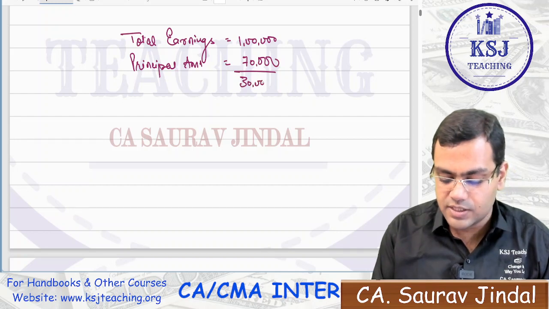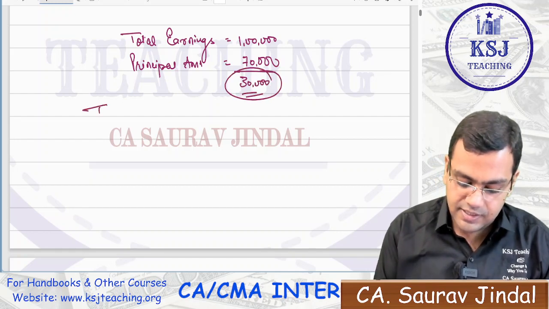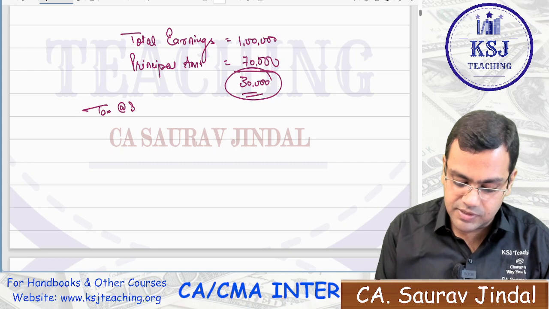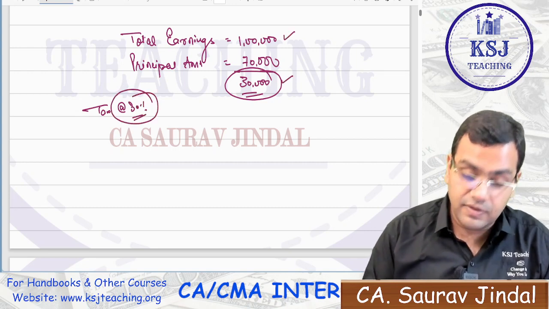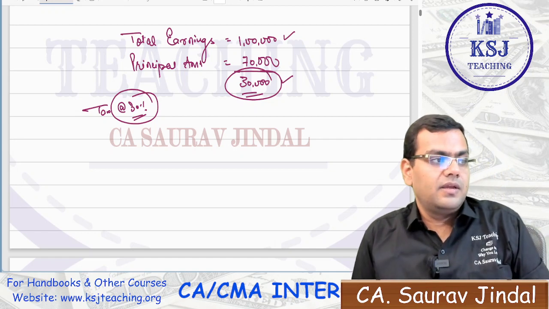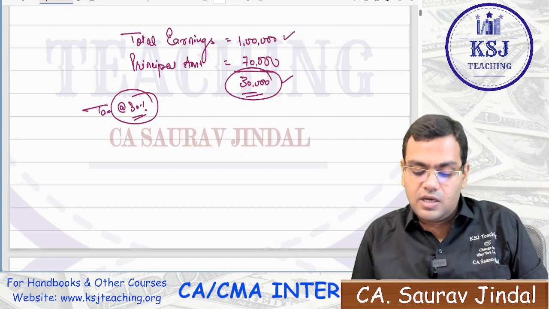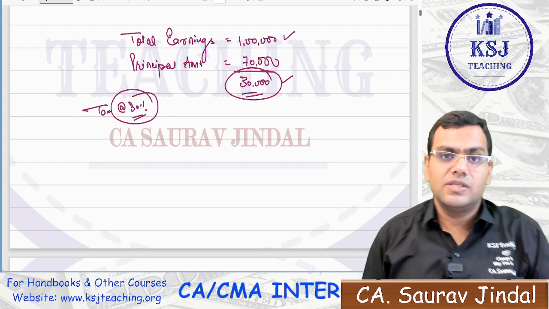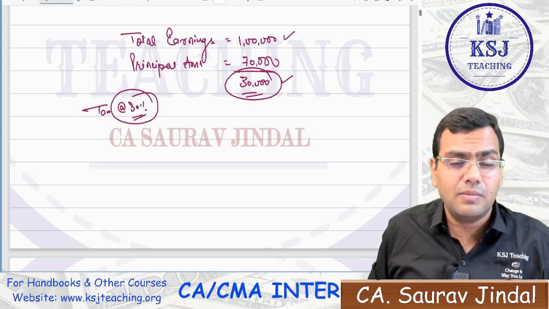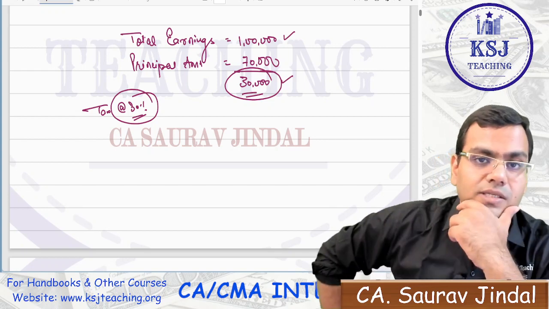Now, I want to ask you, sir, let's say the tax rate is 30%. On which amount will you pay tax? Whether you will pay it on 30,000 or on 1 lakh rupees? Let me know that. Sir, interest on debt is a tax deductible expenditure. So the principal amount is also a tax deductible expenditure.